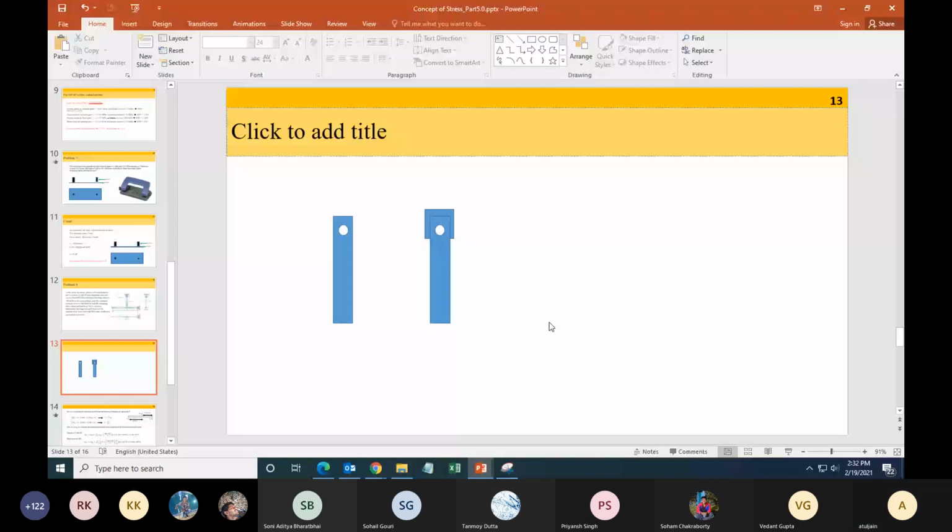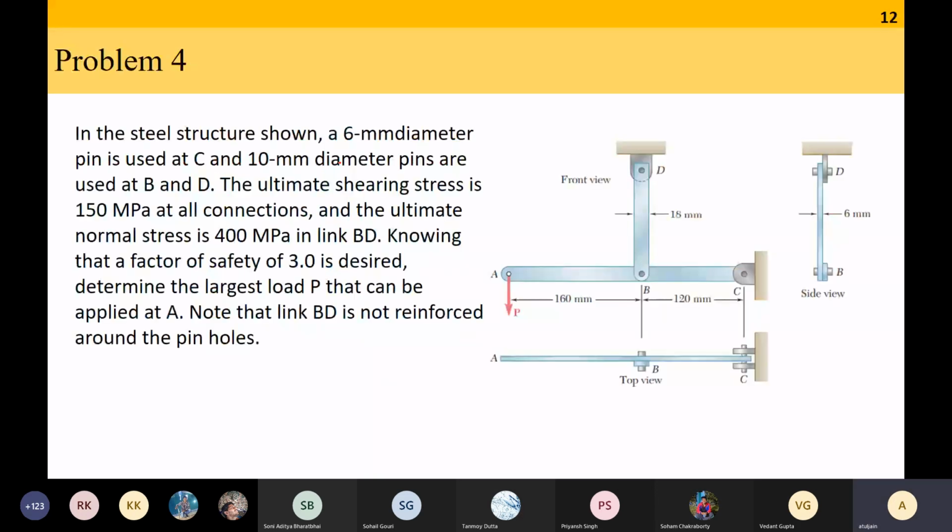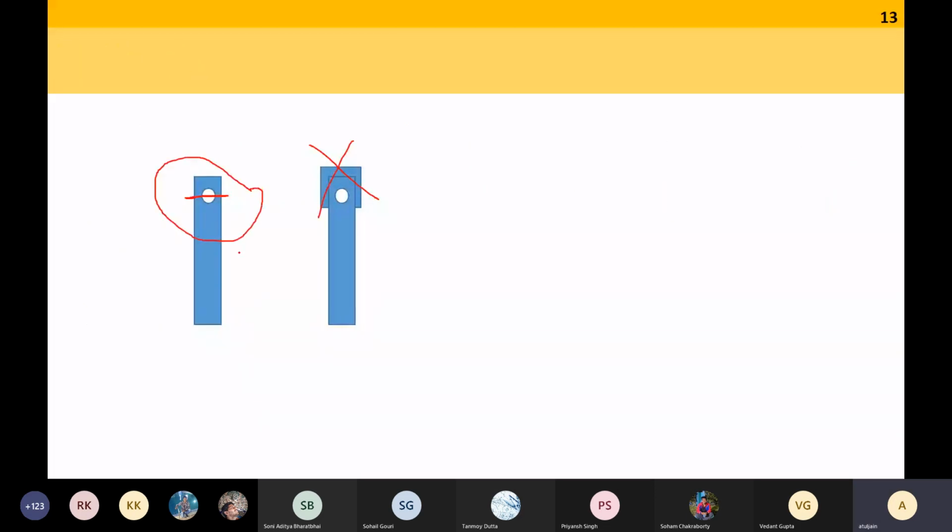So let's say you have a member which has a hole like this. Now the cross-sectional area in this region will become low. So there is a tendency that it might break in this region, because you have punched a hole and reduced the cross-sectional area. To avoid this, sometimes at the ends where you punch a hole to fit the pin, you will put slightly more material like this. This is the reinforcing of the hole region. In this problem, we are saying that this has not been done, so you have to consider the reduced cross-sectional area.